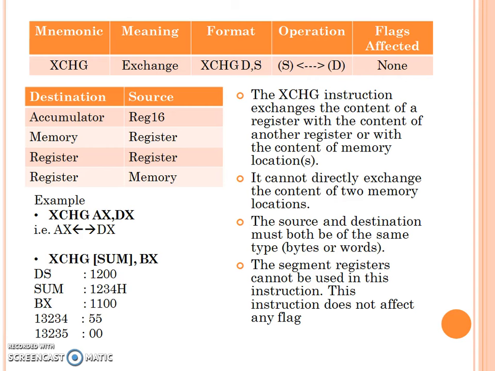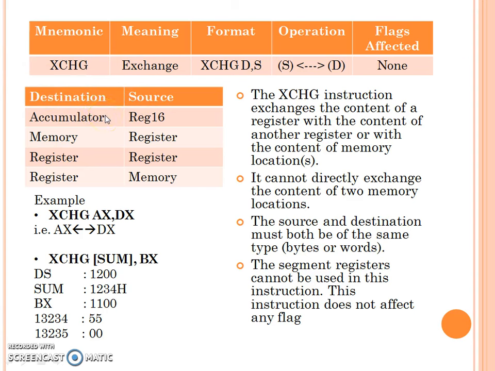Next, data transfer instruction is an exchange instruction. Mnemonic is XCHG, meaning exchange. And what we will do is the data will get exchanged between destination and source. To see which registers or which memory locations can be destination and what can be source.